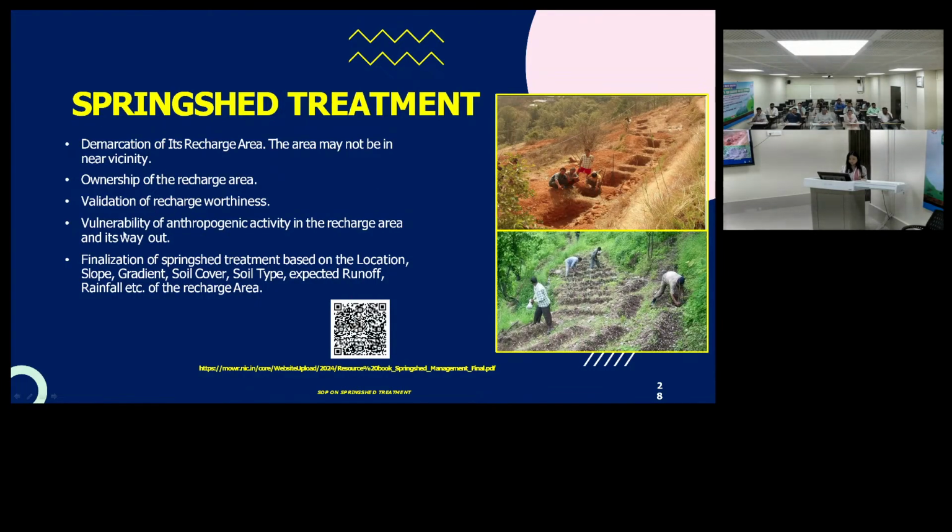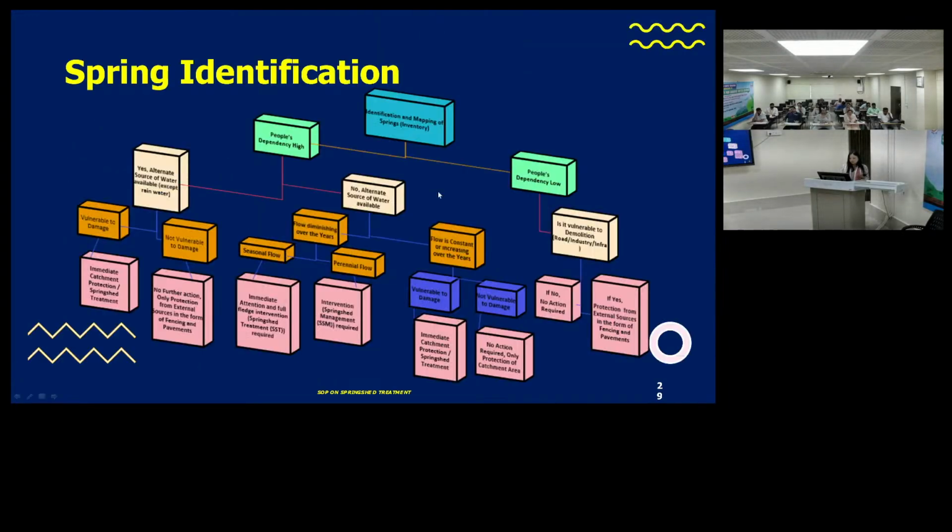Validation of recharge worthiness, vulnerability to anthropogenic activities, and finalization of Springshed treatment based on location and slope gradient. So these are the important factors to consider for Springshed treatment. This is why community involvement is important. Now, these are the steps, the SoP, on Springshed treatment.